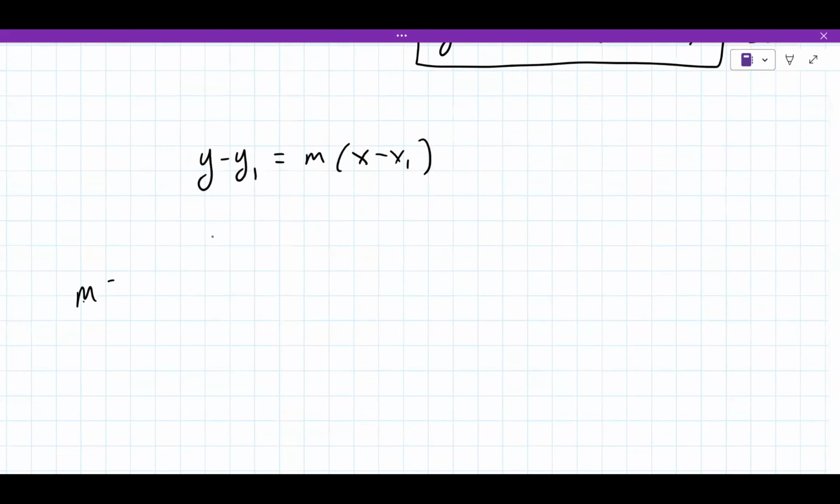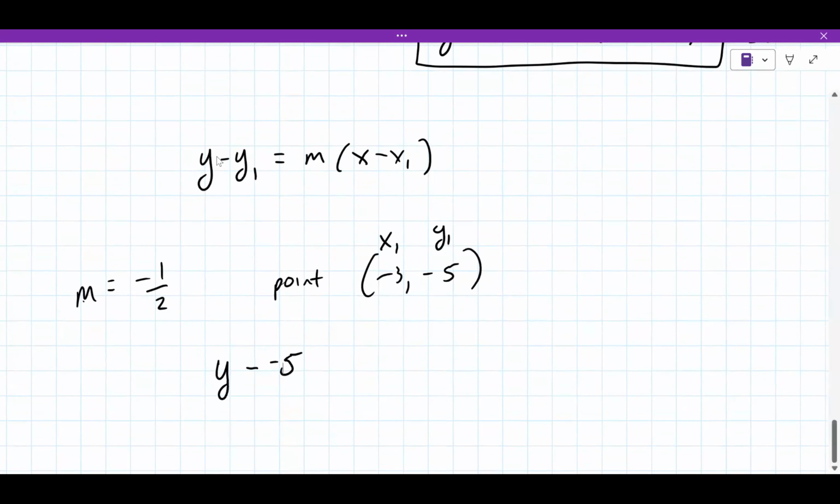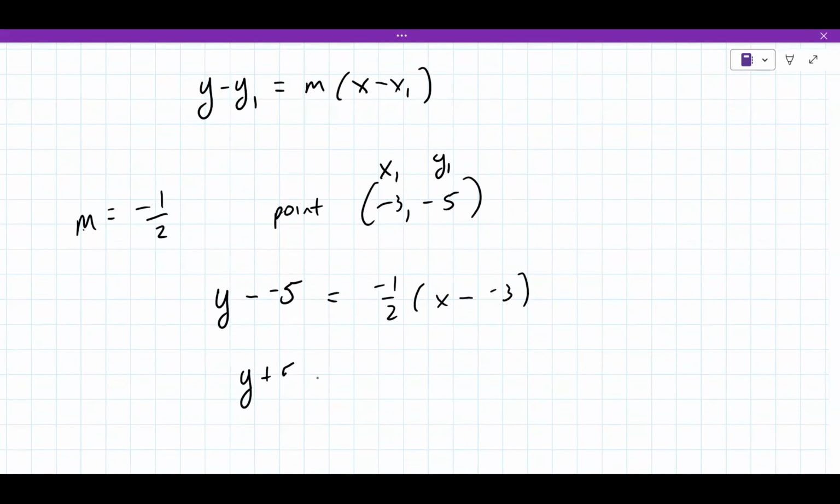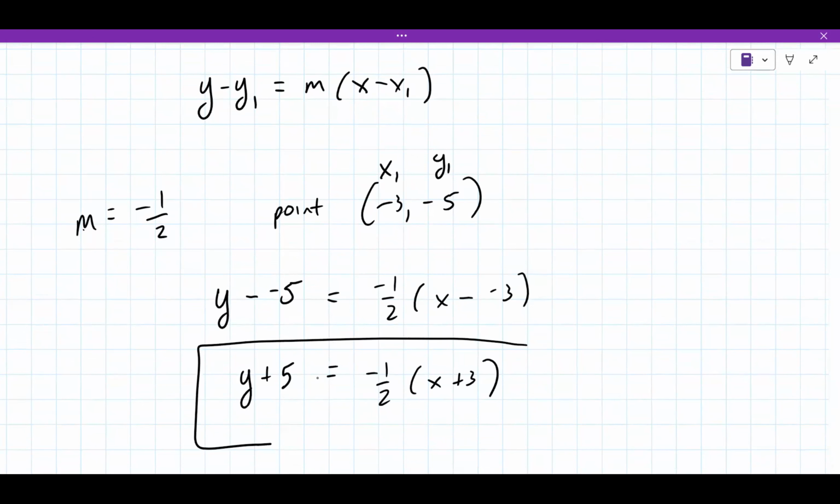So let's say I tell you the slope is -1/2 and it goes through the point -3, -5. So this is x1, y1 again. So this becomes y minus -5. So this minus here turns into +5. Exactly. Yeah. -1/2 times x minus -3. Now you are expected to simplify signs. Y plus 5 equals -1/2 x plus 3, like that. This is your final answer. You don't have to go any further than this, but you do have to simplify the signs. Okay.